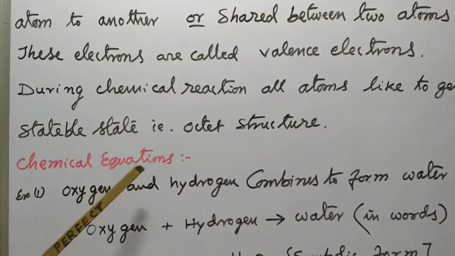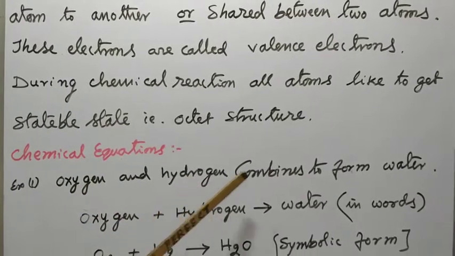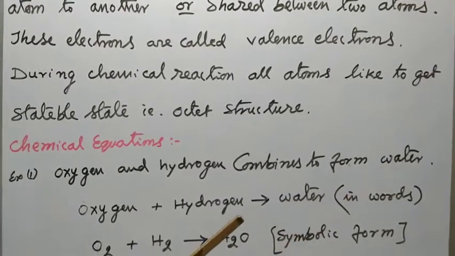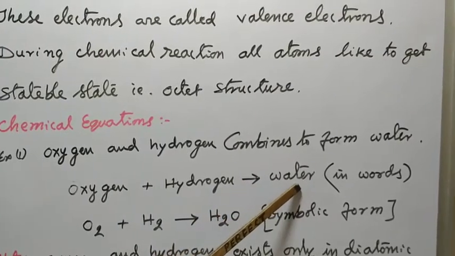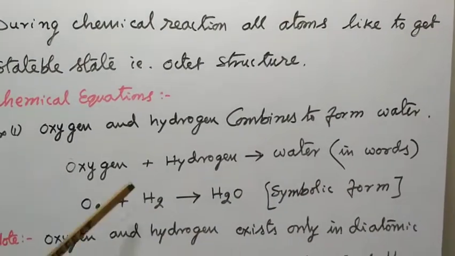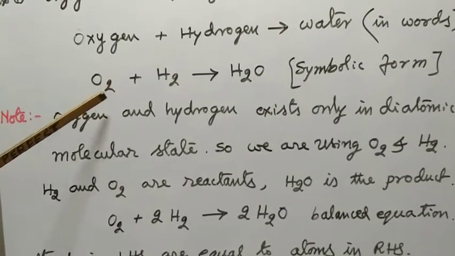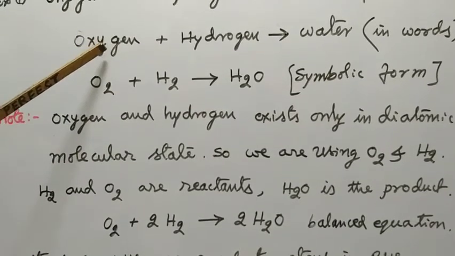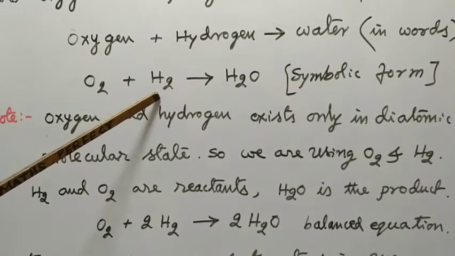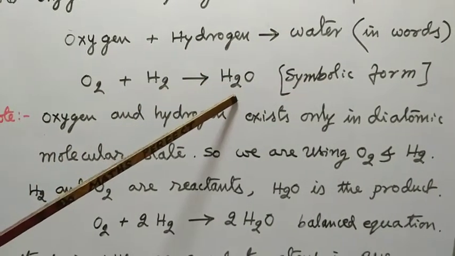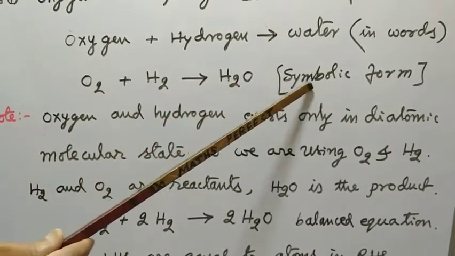So, chemical equations. For example, oxygen and hydrogen combine to form water. Oxygen plus hydrogen equals water, in words. Instead of words, it is better to use symbols or formulas. The formula of oxygen is O2, hydrogen is H2 and water is H2O. So O2 plus H2 equals H2O. This is in symbolic form.